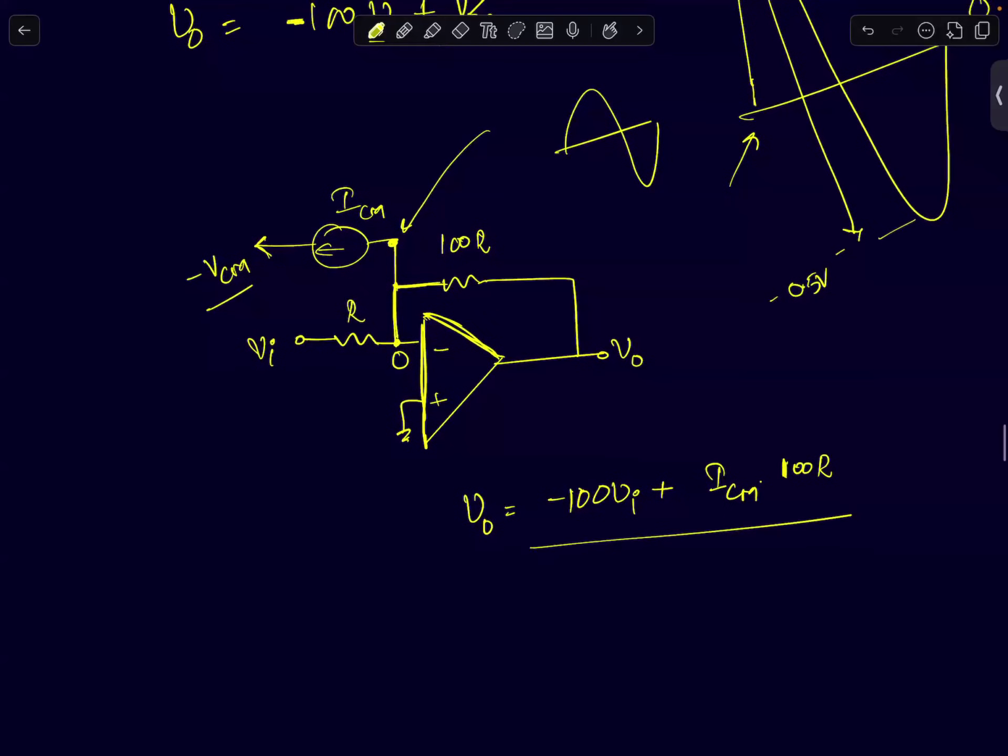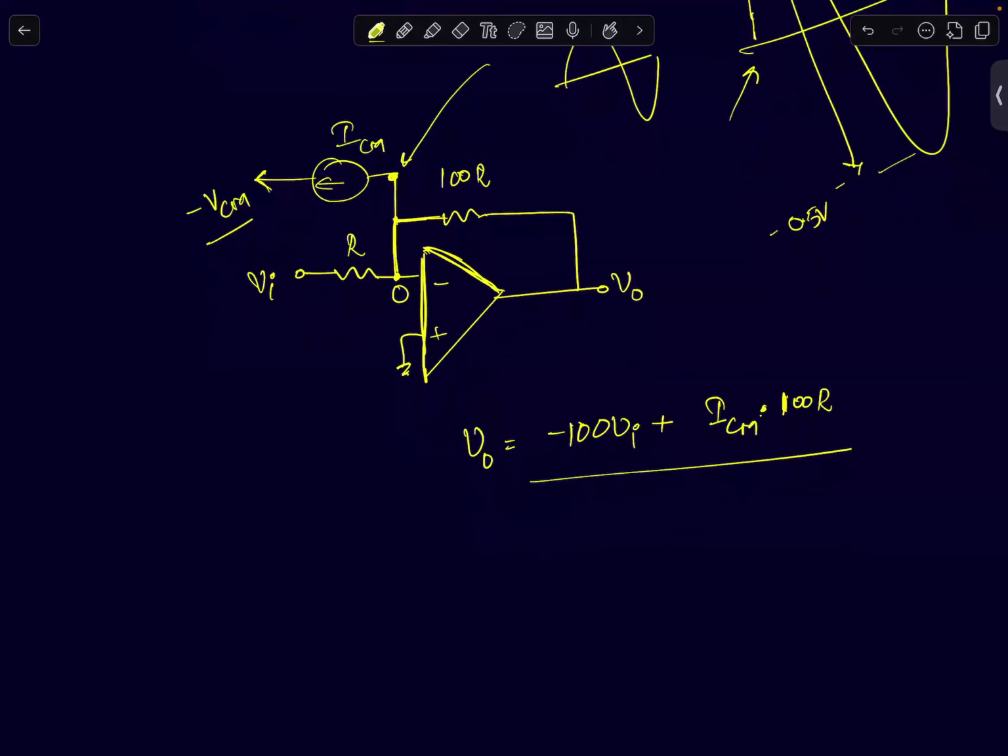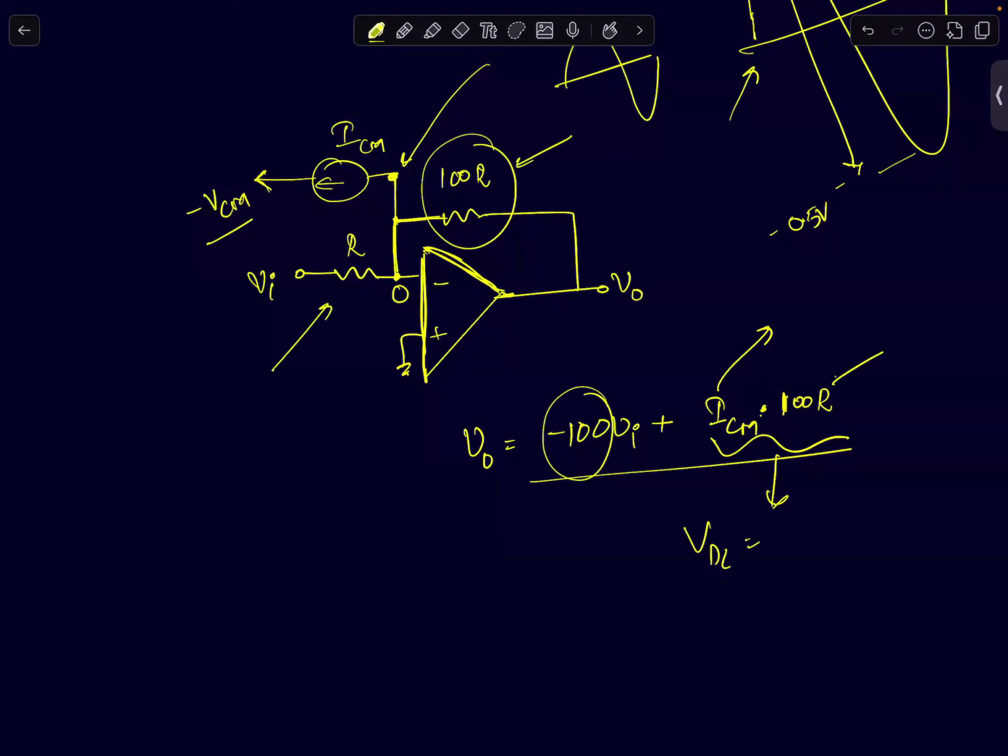Your current here is going to be I common mode times 100 times R. Okay. So then you can choose your ICM. Once you decide your value of R, you can then choose the right value of ICM to get the desired offset values. So I can use this guy to set my VDC and this guy to set the gain independently. The gain is dependent upon the ratio of the resistors, and the absolute value of the resistor will determine the DC offset that you are adding.